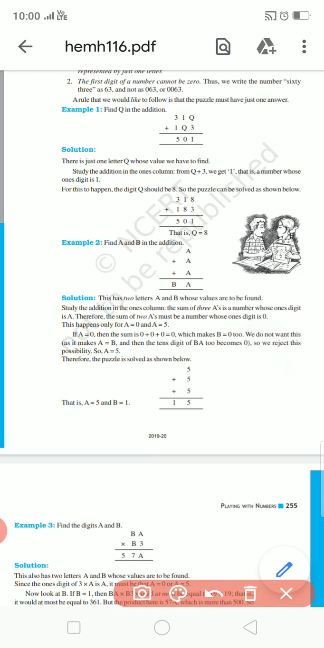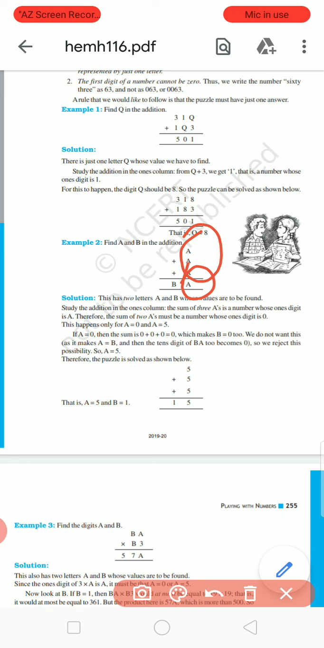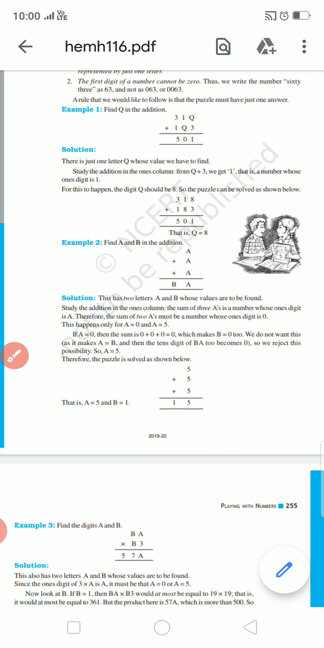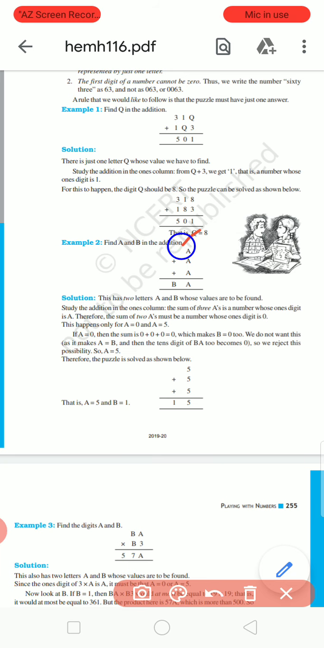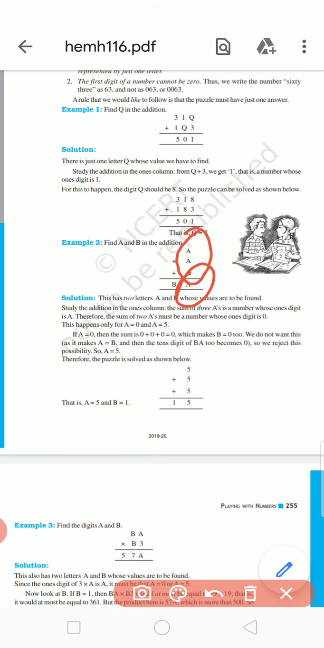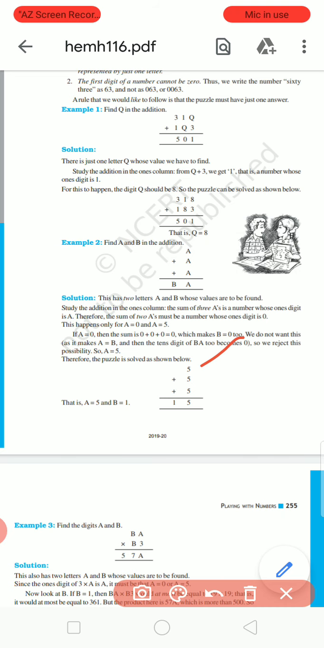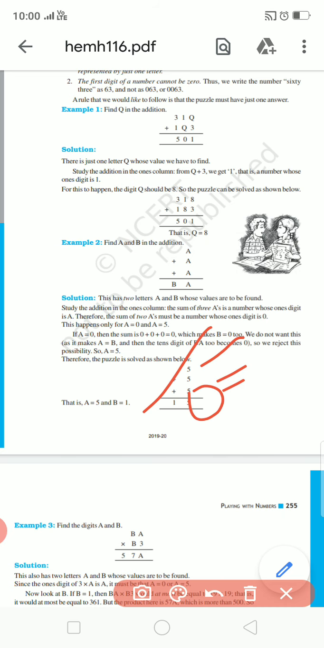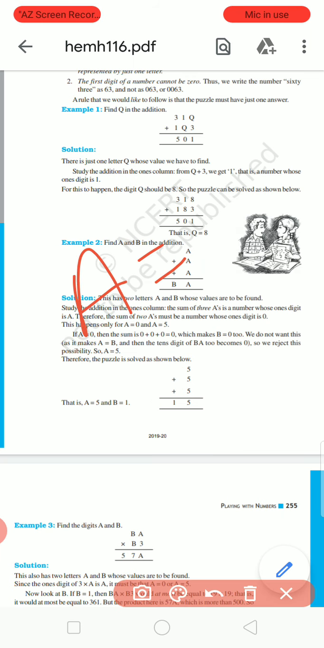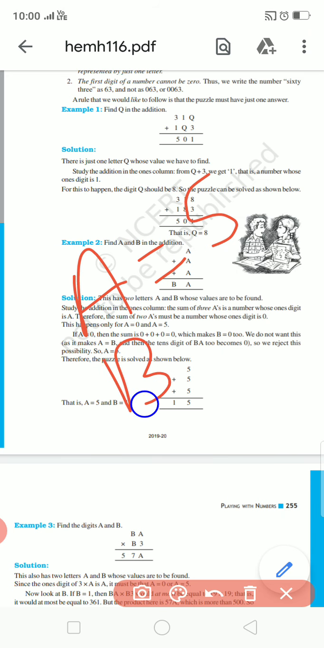Here you can see in example number 2 that you have been given 3 same numbers and you will get the same digit at the unit place, and B will be any number. B is not certain, so B can be any number, but we have to choose a number such that when it is added 3 times the unit digit will be the same. So yes, it is 5 only. 5 plus 5 plus 5 is 15. So B can be any number. A must be the same, so we can take A as 5 and B we got here 1.